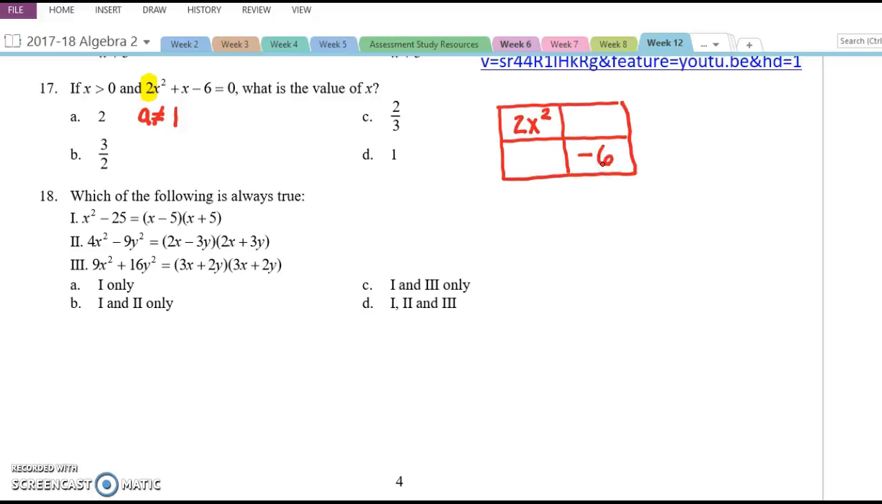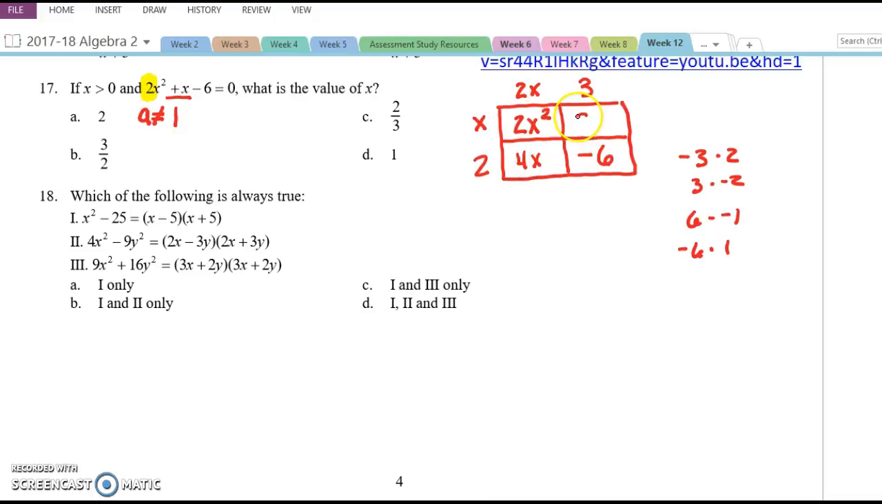I have to choose things that could get 2x squared, so one of them has to be 2x, and one of them has to be x. For 6, we could have 3 times 2, one's got to be negative, one's got to be positive, or I could have 6 times -1 or -6 times 1. Knowing that I need a positive 1 in the middle, I'm going to try the 3 here and the 2 here. 2 times 2 is 4x.